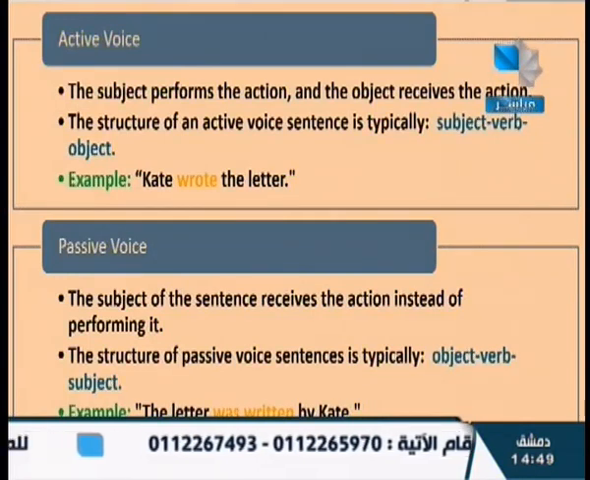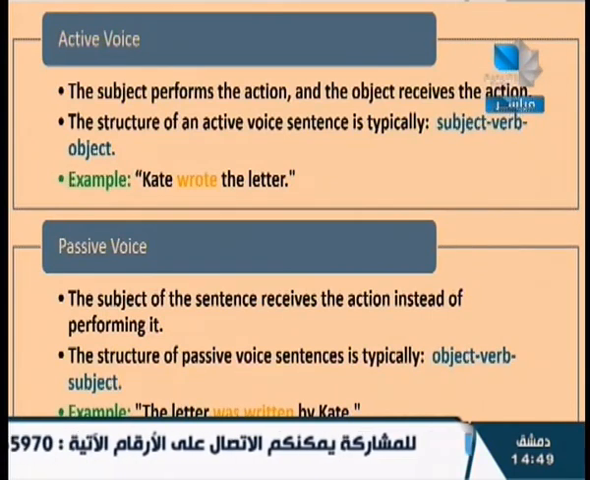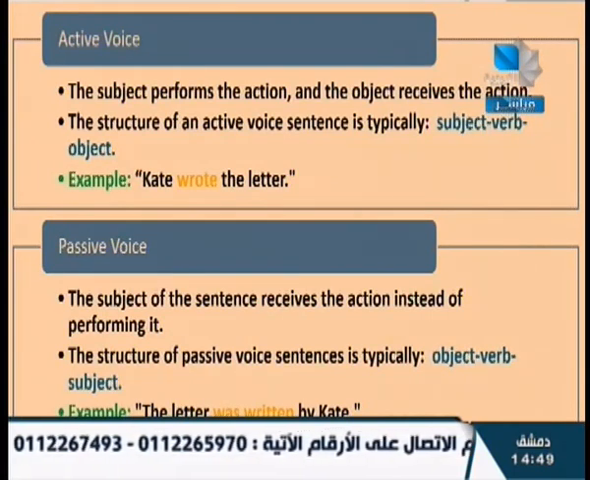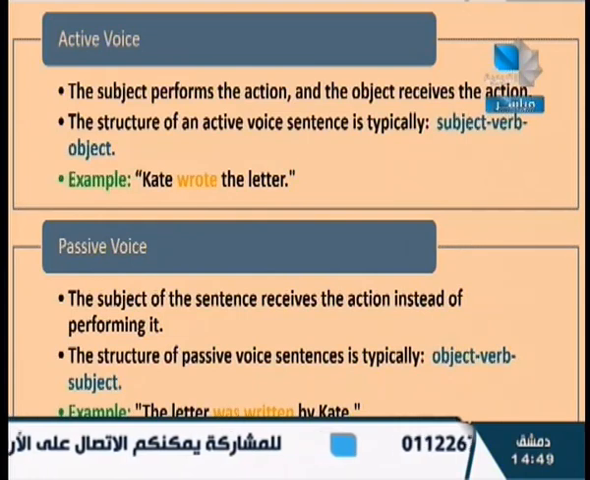Yeah. So while in the passive voice, the subject of the sentence receives the action instead of performing it. Yes. The structure of a passive voice sentence is typically object, verb, then subject, and we put by before it. For example, the letter was written by Kate. The passive voice can be used to be more indirect or polite, and to make the object of the sentence more important. Here the sentence tells us what happened to the letter, not what the subject did. Yeah. So it is passive. The letter was written. The letter can't write. Yes, of course.